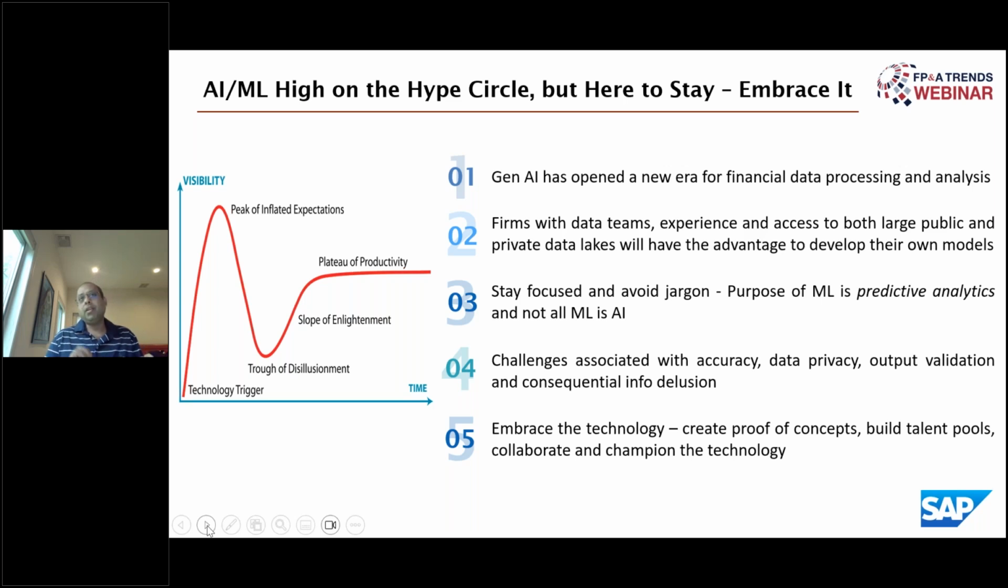But keeping in view of all these challenges, pluses and minuses in front of us, I would still say, let us embrace the technology. The leaders for tomorrow, in fact, the leaders of today, thinking through tomorrow, will have to create the proof of concepts. They would have to lead building up the talent pools, combining technical colleagues as well as data scientists, collaborate with their technology teams, business, and be the champion of the cause. Do not avoid it. With that, I hand you back to Hans. Thank you very much.